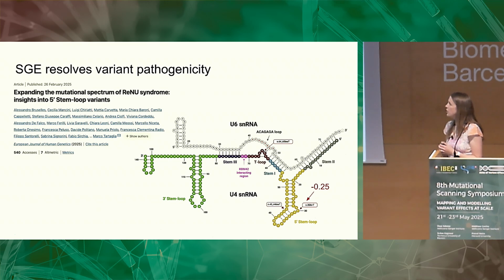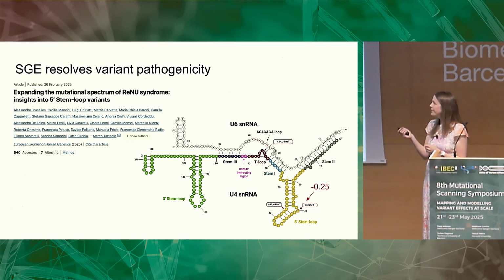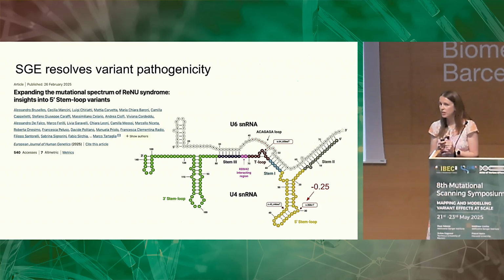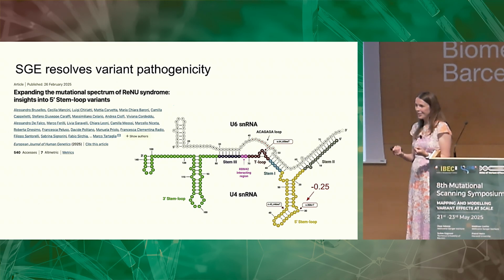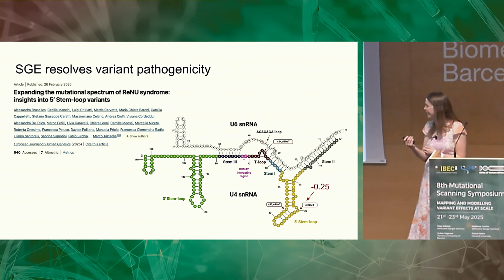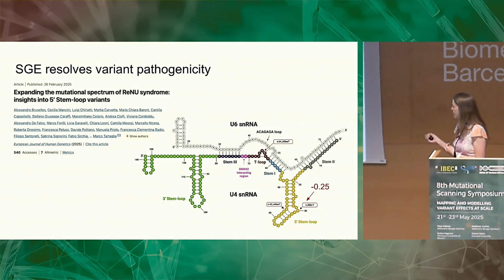There was also another paper that proposed to expand the mutational spectrum of Renew syndrome outside of that 18 base pair critical region, and identified 2 variants down here in this 5' stem loop. Interestingly, both of these variants were inherited from an unaffected mother. I don't know why they decided that this meant that they were pathogenic. But anyway, the one variant that we include in our assay is not significantly depleted.